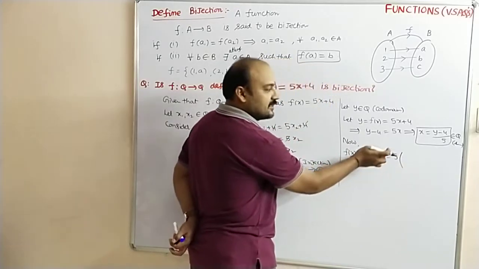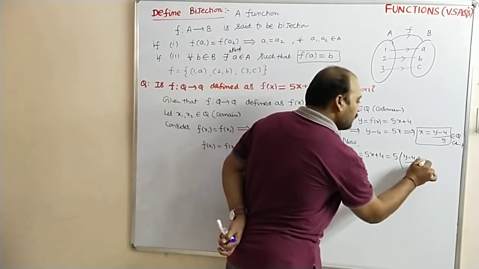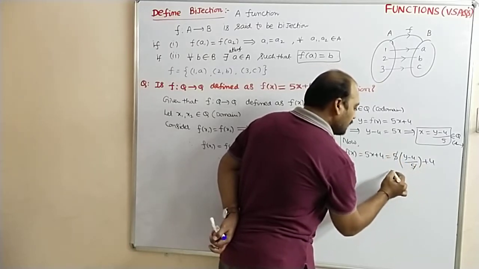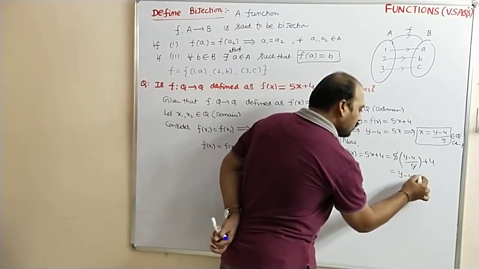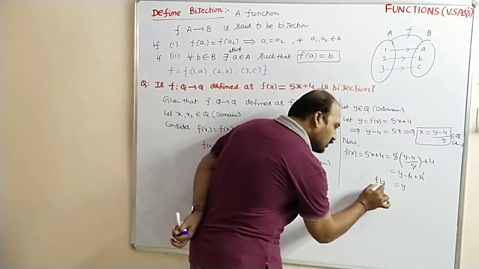5 into, in place of x, substitute this value. Y minus 4 divided by 5 plus 4. 5 gets cancelled. Y minus 4 plus 4, the 4 gets cancelled, which is equal to y. Therefore, f of x is equal to y.